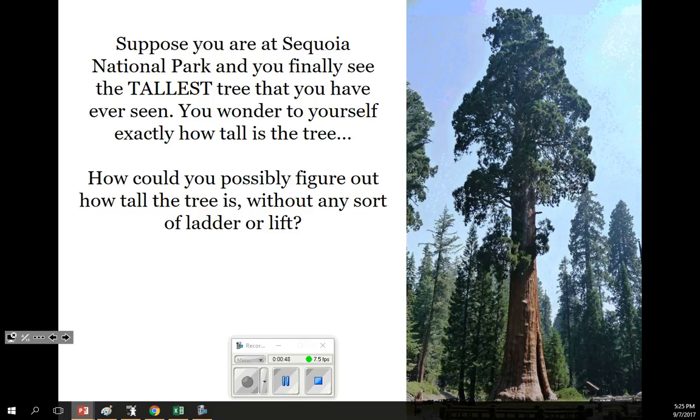Suppose that you are at Sequoia National Park, and one of the reasons why it's called Sequoia National Park is because it houses sequoia trees. They are the biggest trees in the world. But think about it for a moment. If you see a tree like this and you wondered how tall is that, how would you figure that out without any type of ladder? If you did have one, that'd be an awfully tall ladder and scary, or any type of lift. So I want you to be pondering that.